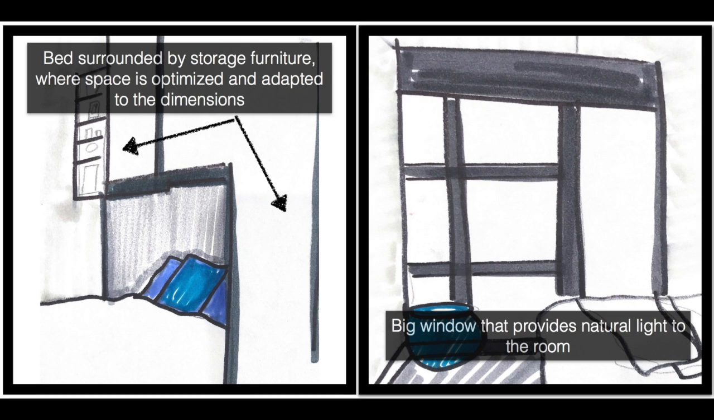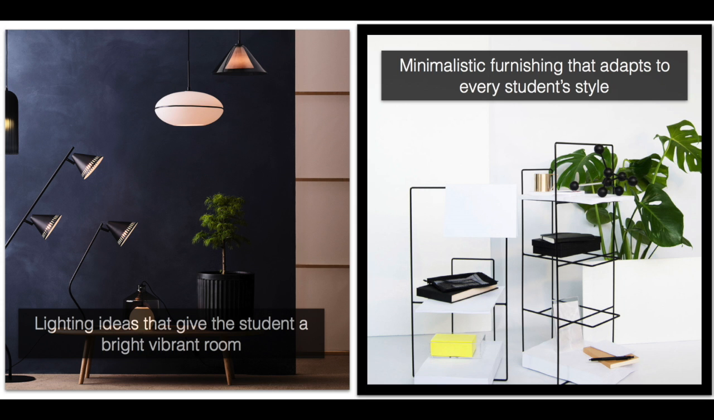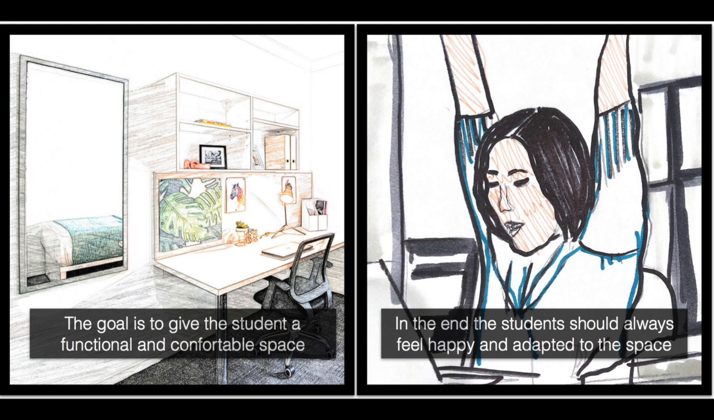The bed would be surrounded by storage furniture where space is optimized and adapted to the dimensions, and a big window would be essential to provide natural lighting. We are looking for a minimalistic space that adapts to every student's style. In the end, the main goal is to give the student a functional and comfortable space.